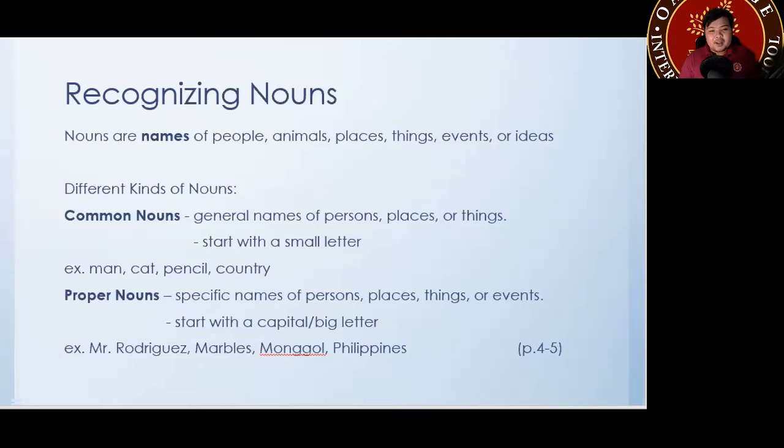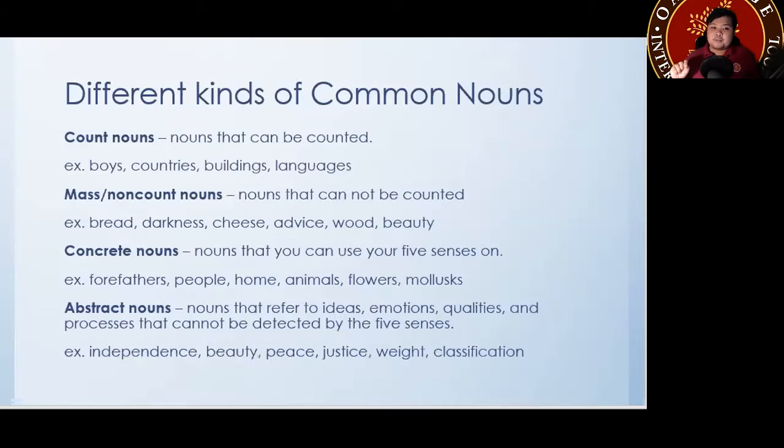Now, there are two kinds of proper nouns. Actually, no, of common nouns. Actually, there are four kinds of common nouns. When you're talking about the number of common nouns, you have two kinds of common nouns. You have the count nouns and the mass nouns, or also known as the non-count nouns. Count nouns basically are nouns that can be counted. Boys, countries, buildings, languages, you can count those.